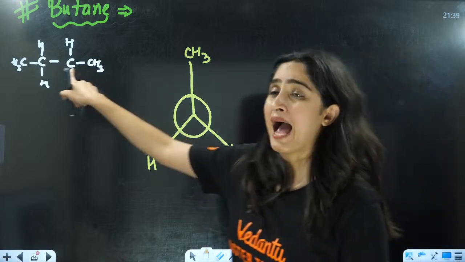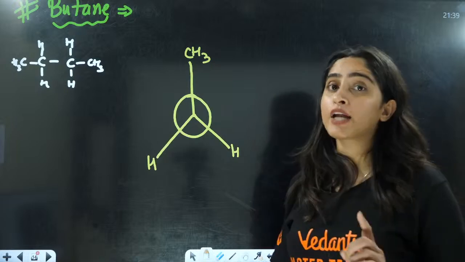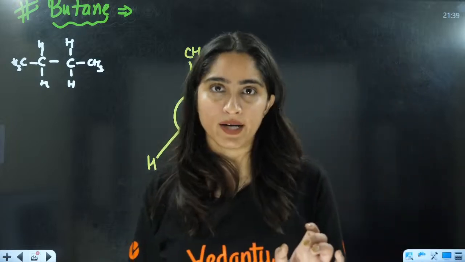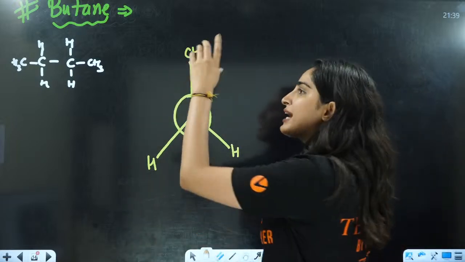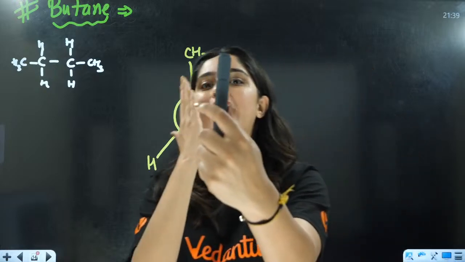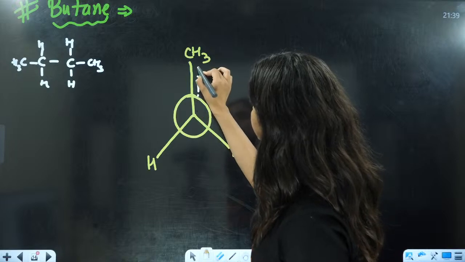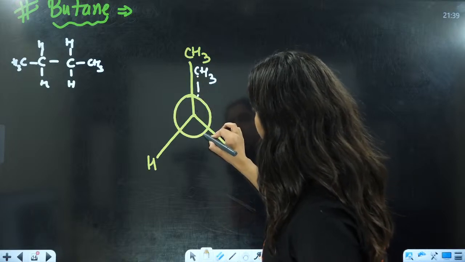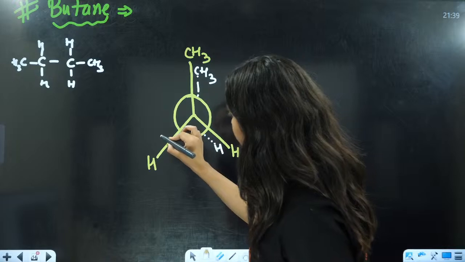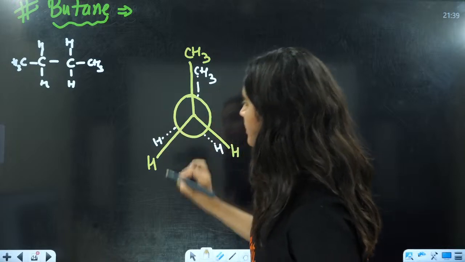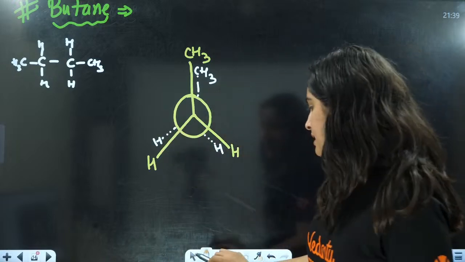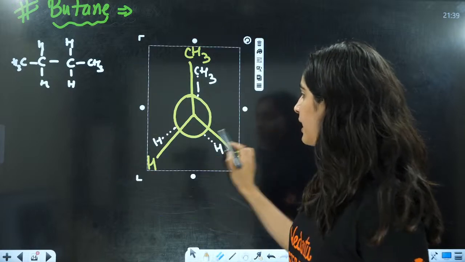Now, this is the back side carbon. Firstly, this is very important: I am going to overlap one CH3, and the back also should be CH3. So this is going to be CH3, this is H and this is H, right? This is the first case here.